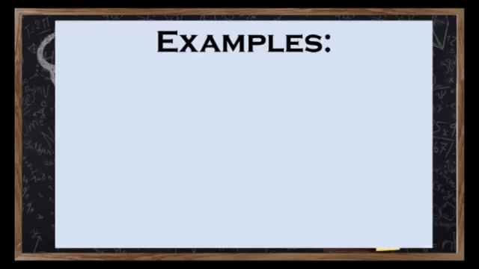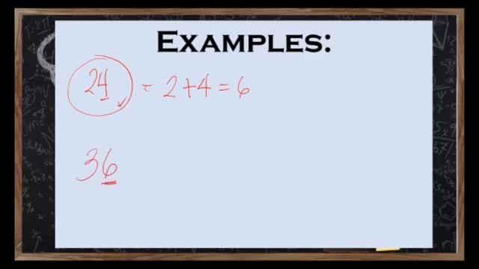Another example, 24. 4 is an even number. When we add the digits, 2 plus 4 is equal to 6. 6 is divisible by 3, so therefore 24 is also divisible by 6. Another example is 36. 6 is an even number. 36 is an even number. When we add the digits, 3 plus 6 is equal to 9. 9 is divisible by 3. Therefore, 36 is also divisible by 6.